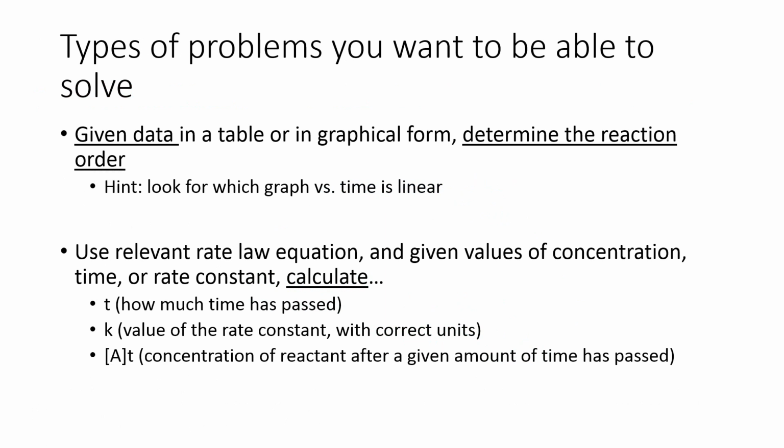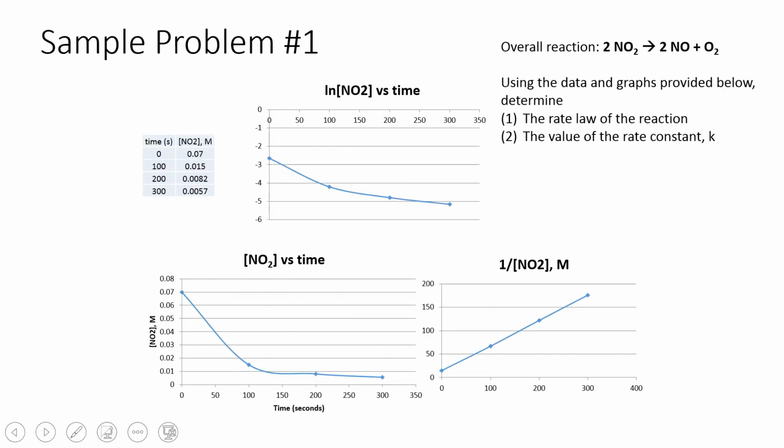And the types of problems you want to be able to solve with this equation, just like we saw 2 slides ago, you want to be able to interpret graphs. So based on some data, you want to be able to look at that data and determine whether it's 0, first, or second order. So you're looking at which graph versus time is linear. And you also want to be able to use that rate law equation and given values to do some calculations. So depending on what you're given, you might calculate for time, calculate K, or calculate concentration. So you're just doing some math, plugging and chugging.